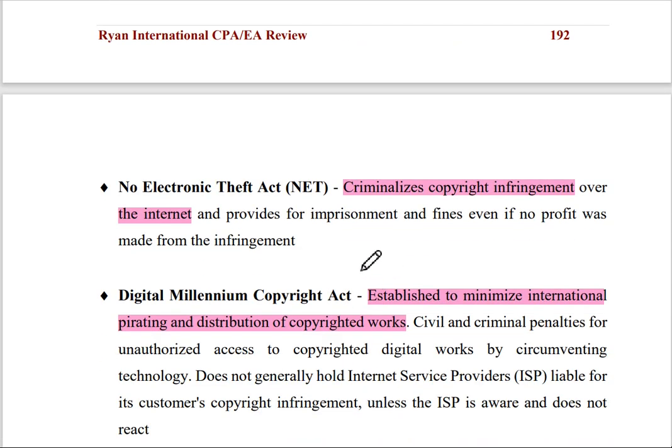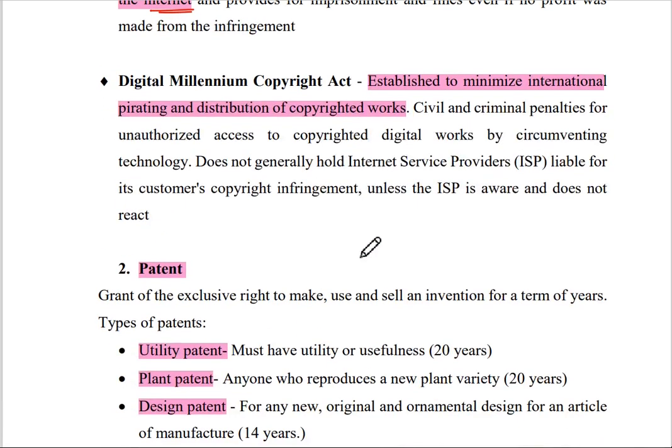We have the No Electronic Theft Act, which criminalizes copyright infringement over the internet. We have the Digital Millennium Copyright Act, established to minimize international pirating and distribution of copyrighted works.